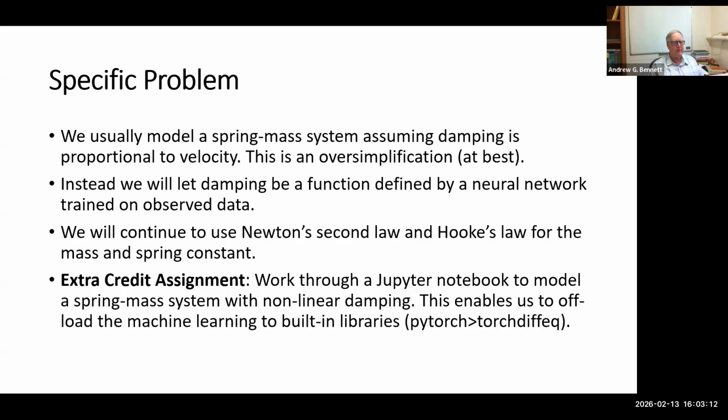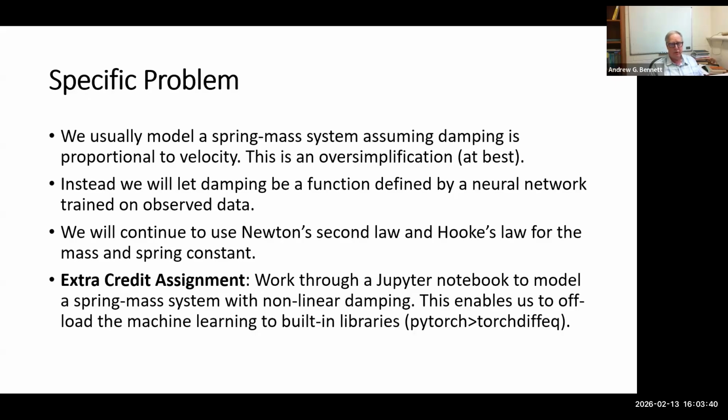So instead of guessing at damping and saying, I'll let it be linear, or maybe I decide that for air resistance, I should be letting it be proportional to velocity squared, why don't we let a neural network trained on observational data decide what damping works best? And so that became the extra credit assignment, to work through a Jupyter notebook to model a spring mass system with nonlinear damping learned from the data.